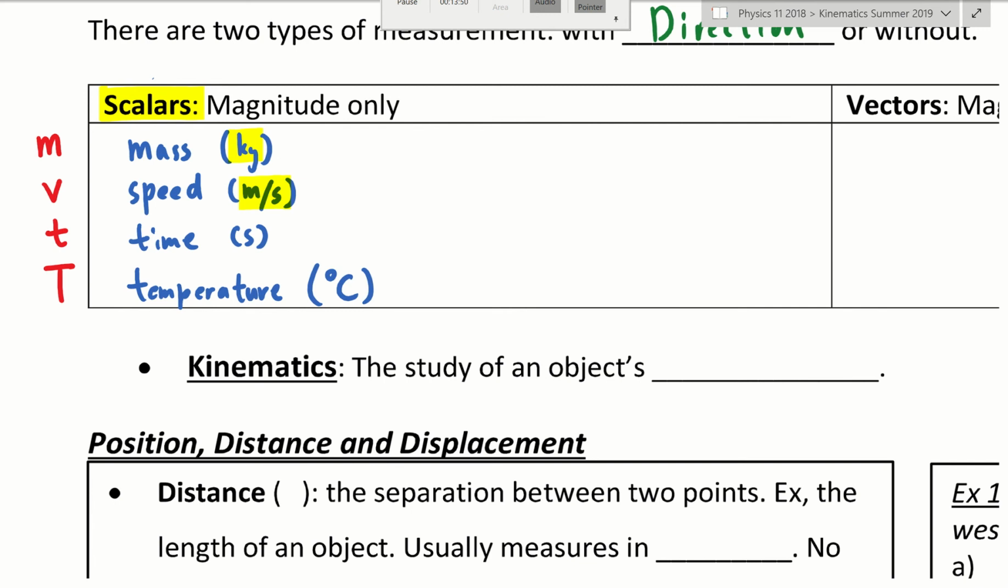Temperature doesn't need direction. 400 degrees Celsius is 400 degrees Celsius in the oven, right? Okay, 400 degrees Celsius is a lot. Please don't set your oven to 400 degrees Celsius. I meant to say 400 degrees Fahrenheit.